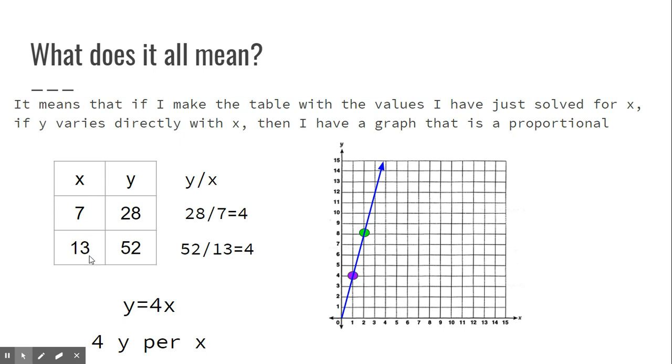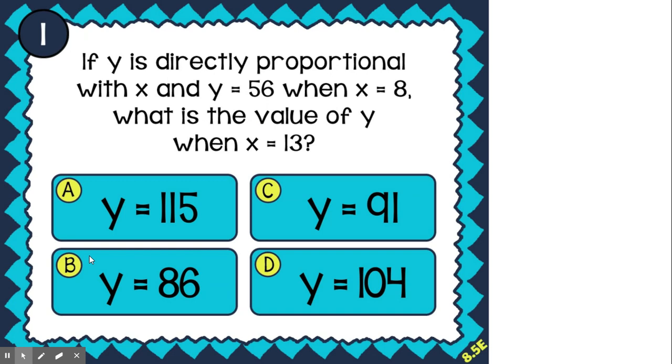All right. However, for today, we are just going to be responsible for finding the values of either x or y. So let's look at question number 1. It says, if y is directly proportional to x. You might also see it as y varies directly with x. Again, varies directly or directly proportional, they mean the same thing. So direct variation and proportionality. It says, and y is equal to 56 when x is equal to 8. What is the value of y when x is 13?